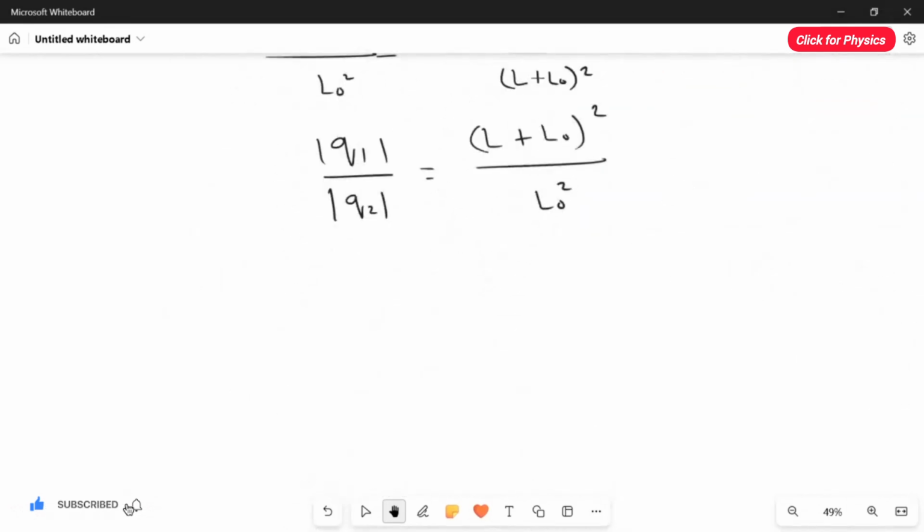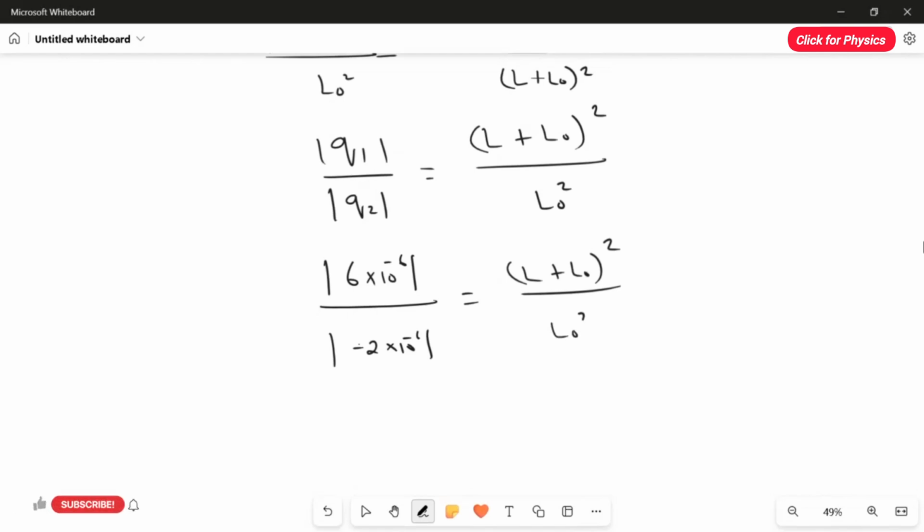So I am going to substitute the values here. 6 microcoulomb, what is micro? 10 power -6, over 2 multiplied by 10 power -6. The magnitude of the negative is positive, right? On the right-hand side we have (L plus L naught) whole square over L naught square. Now you can see micro cancels with micro, so we will get 3, which is equal to (L plus L naught) whole square over L naught square.